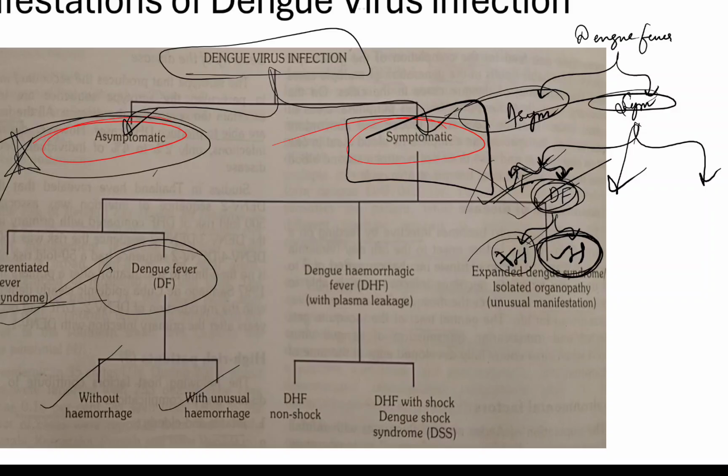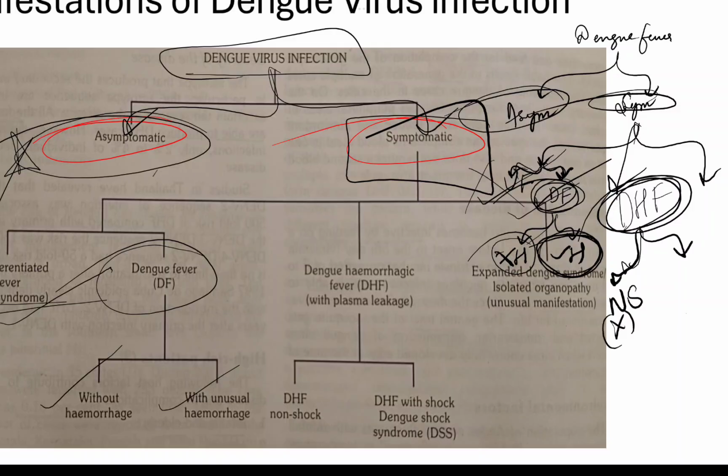Now the second division will be dengue hemorrhagic fever, along with the plasma leakage. The dengue hemorrhagic fever can be non-shock, so you're dividing it into non-shock or with shock. Dengue hemorrhagic fever with shock is known as dengue shock syndrome.